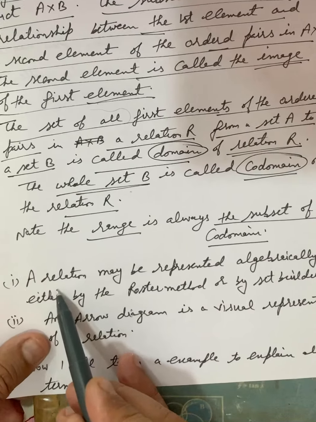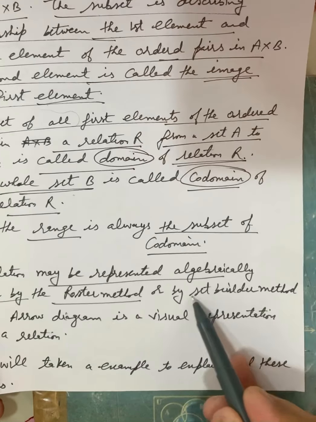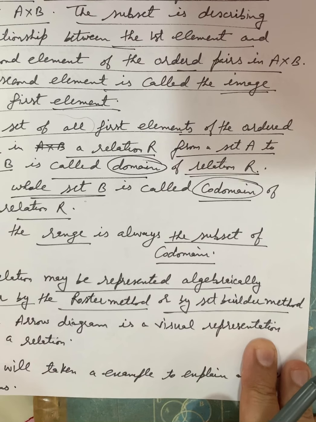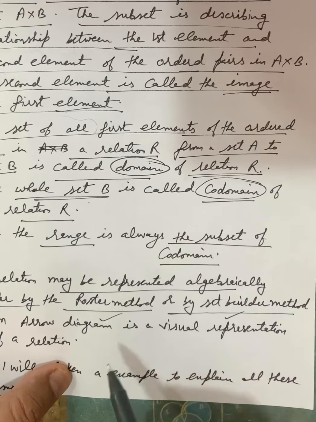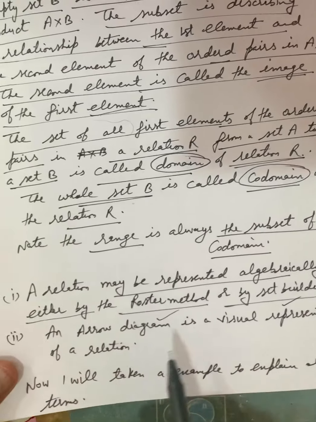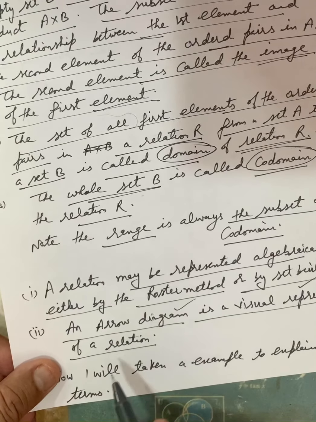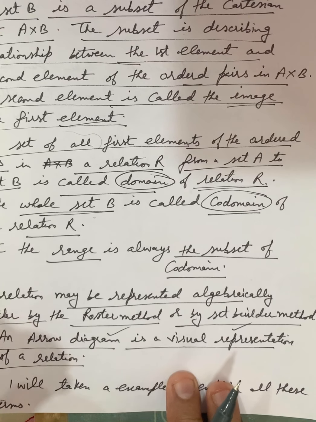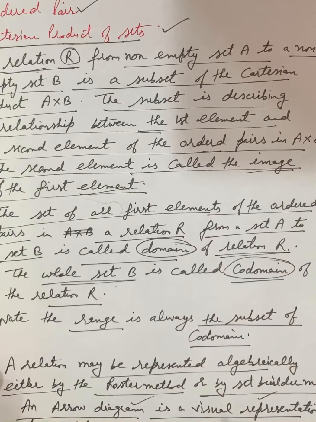Next, a relation may be represented algebraically either by roster form or by set builder form. जैसे हमने set को दो फॉर्म में रिप्रेजेंट किया था, roster form and set builder form. So the relation will also be represented in both ways, by set builder form as well as in roster form. And an arrow diagram is the visual representation of the relation. We also form the arrow diagram to show the relation. Now I will take an example to clear all these terms.